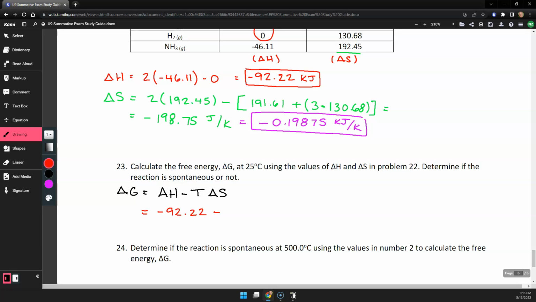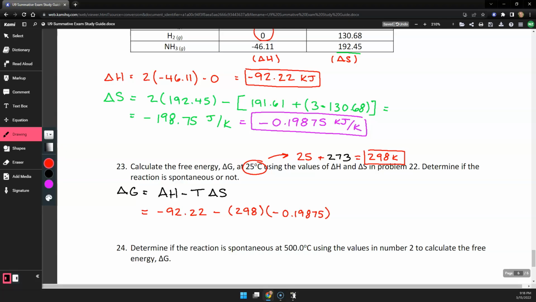Our temperature. Okay, so we cannot use degrees Celsius here. We want to convert this to Kelvin. Okay, so we're going to take our degrees Celsius and we're going to add, it's always this number, 273 to that number, and that will give us our answer in Kelvin. Okay, our answer is going to be 298 Kelvin. All right, so 298 Kelvin times our delta S value, which was negative 0.19875.